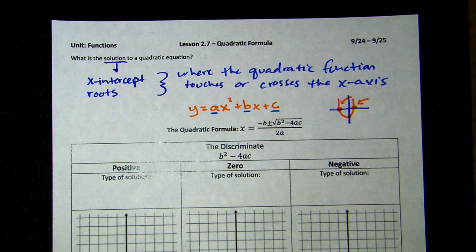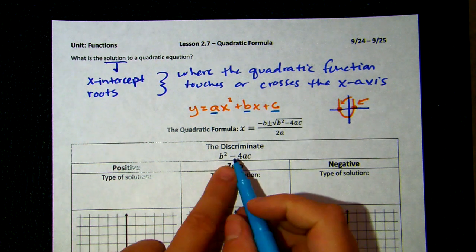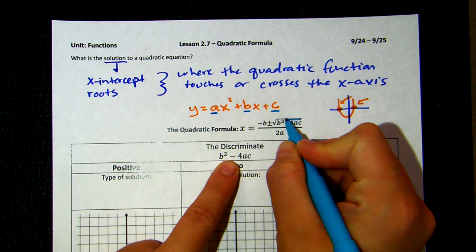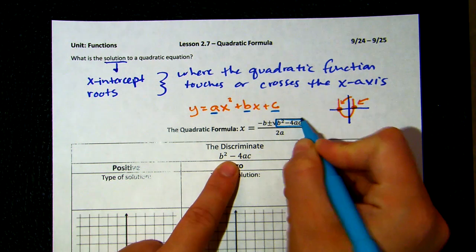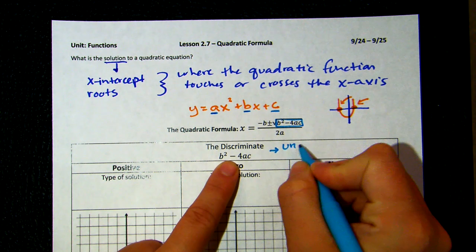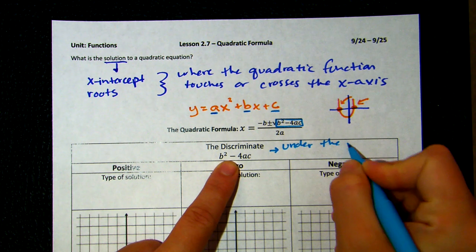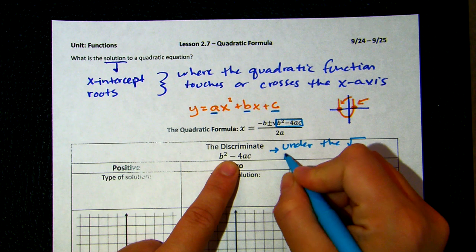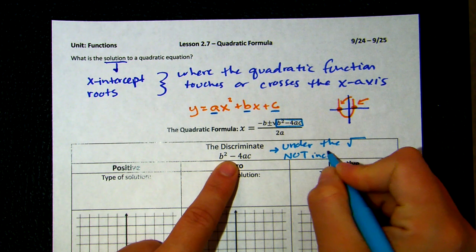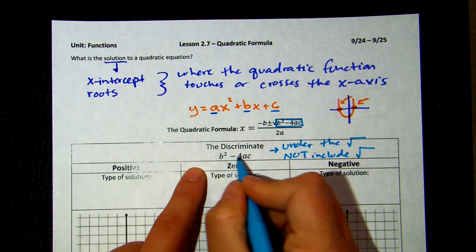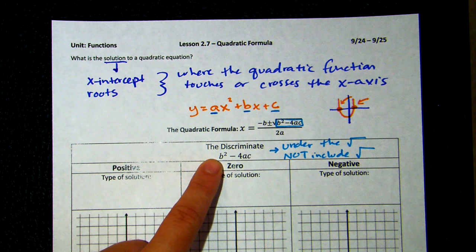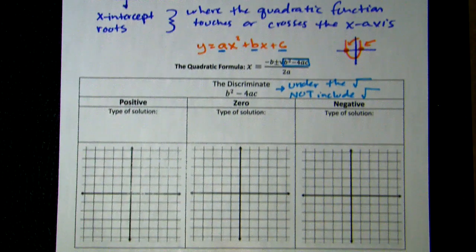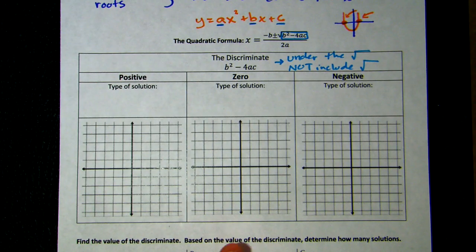So first we want to talk about the discriminant. The discriminant is this part of the quadratic formula that is under the square root, but does not include the square root. So notice it's just the b squared minus 4ac that is under the square root. Now the discriminant can tell us a few things about the type of solutions or the number of solutions.